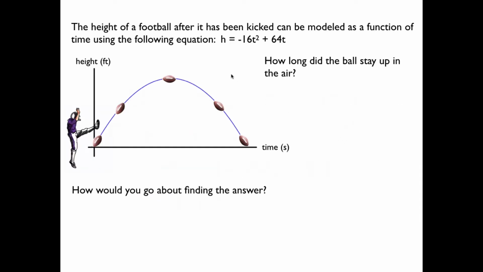The height of a football after it has been kicked can be modeled as a function of time using the following equation. H equals negative 16t squared plus 64t. And we want to know, how long did the ball stay up in the air? Now, if we want to know the answer to that question, how would we go about finding the answer? Would we find the zeros of the function, the y-intercept, the vertex, or would we find an output given an input or an input given an output?